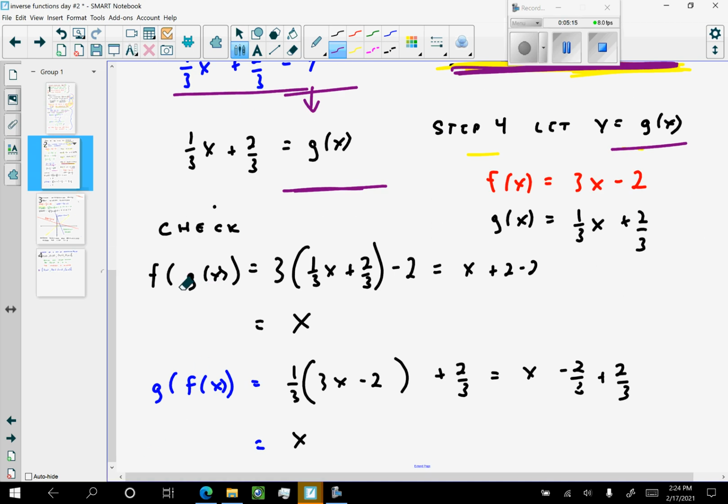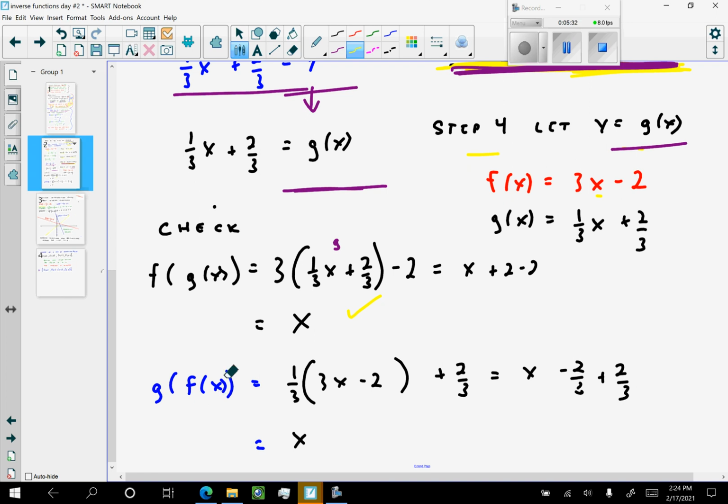So f of g, I'm going to put g right here. Right there is g. I'm going to put it in for that x right there. 3 times 1/3 is x. 3 times 2/3 is 2. x plus 2 minus 2 is x. Bam. Check OK.